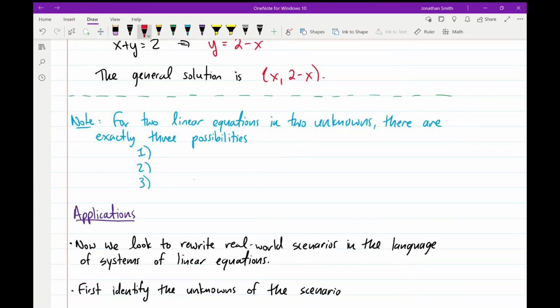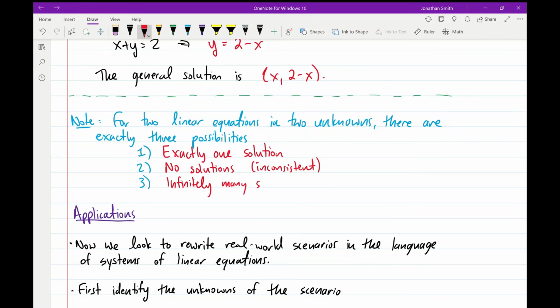Okay, so to sum up this last section, if we have two linear equations and two unknowns, there are exactly three possibilities for what the solution set can look like. The most common one is that there is exactly one solution to the system of linear equations. But it can also happen that we have no solutions when the system is inconsistent, or we can have infinitely many solutions when the system is redundant. And these are the only three possibilities.